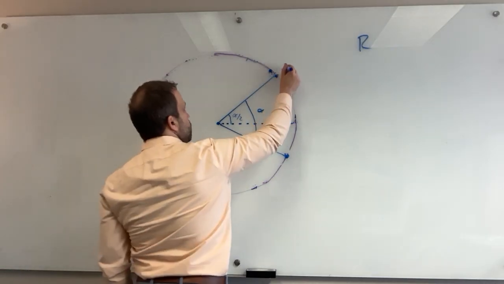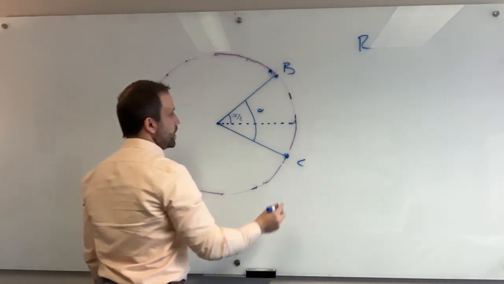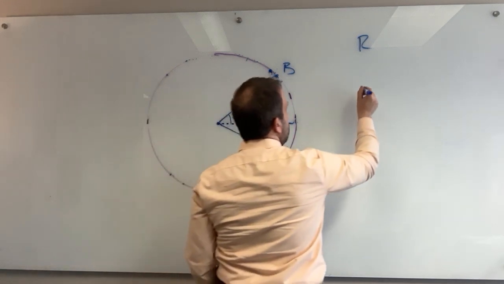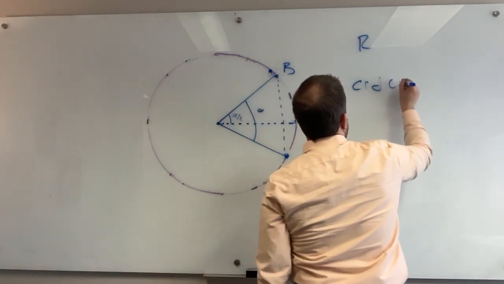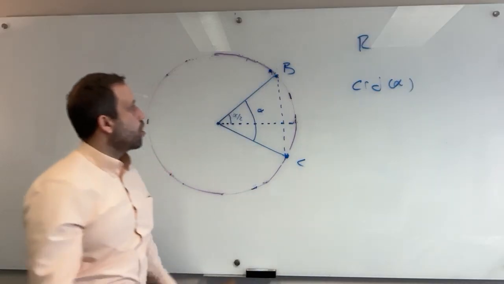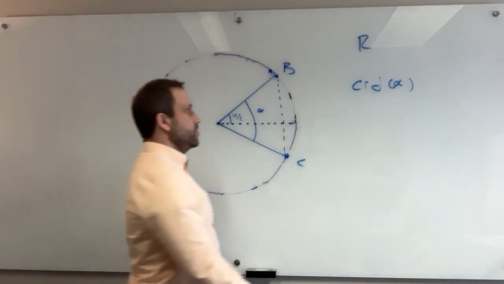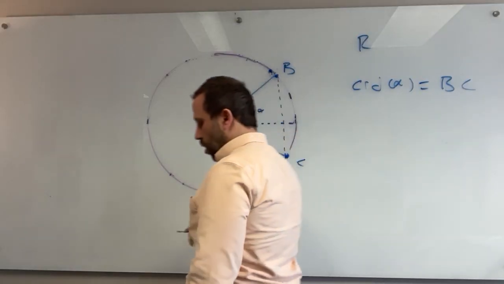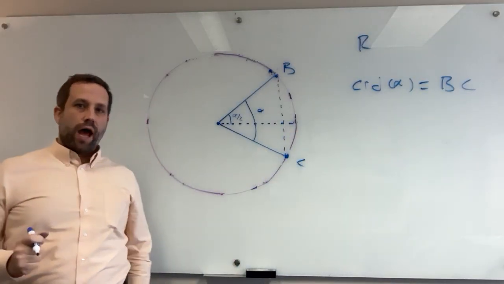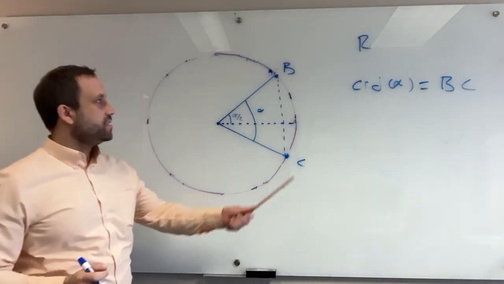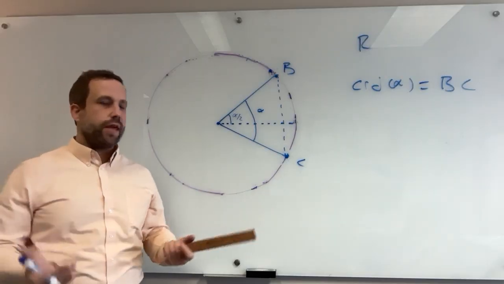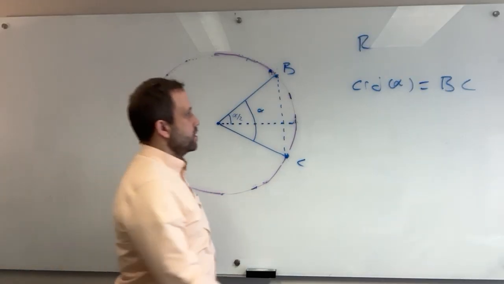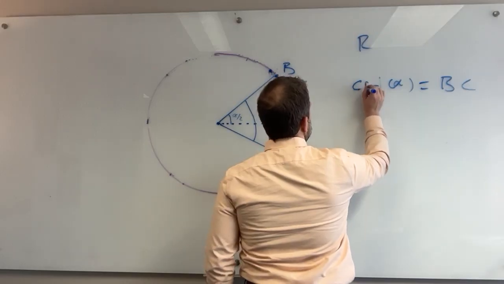I'm going to label this point here B, and this point here C, and chord alpha is just the chord going from B to C. So it's equal to BC. And following along with what the book and other people do, I will use BC and various things to represent both the line segment and its length. So the chord of alpha is equal to BC.